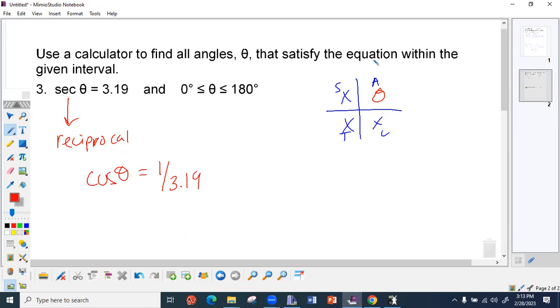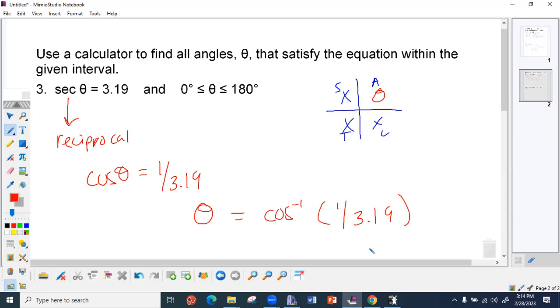So to find my theta, because it's in quadrant 1, that means that theta is my reference angle. Does that make sense? So to find theta, I'm just doing cosine inverse of 1 over 3.19. Because I don't have anything, I don't want it added or subtracted. Does that make sense? Because it's in quadrant 1.